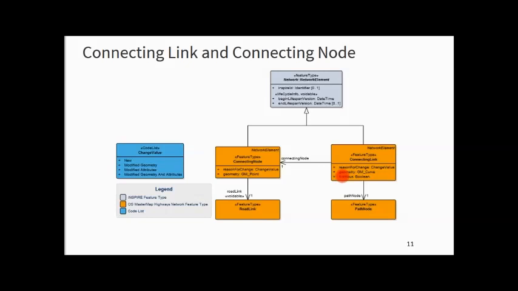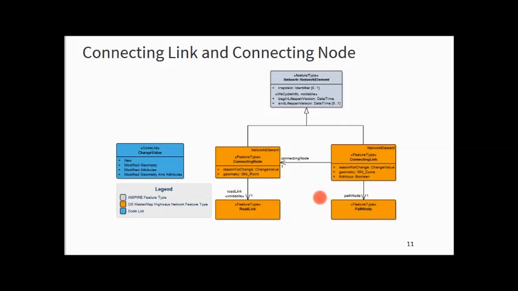Another attribute of the connecting link is the connecting node information. The connecting node attribute is basically a reference to the connecting node, which the connecting link references. And then you also have an attribute called path node. This is a reference to the path node, which the connecting link references.